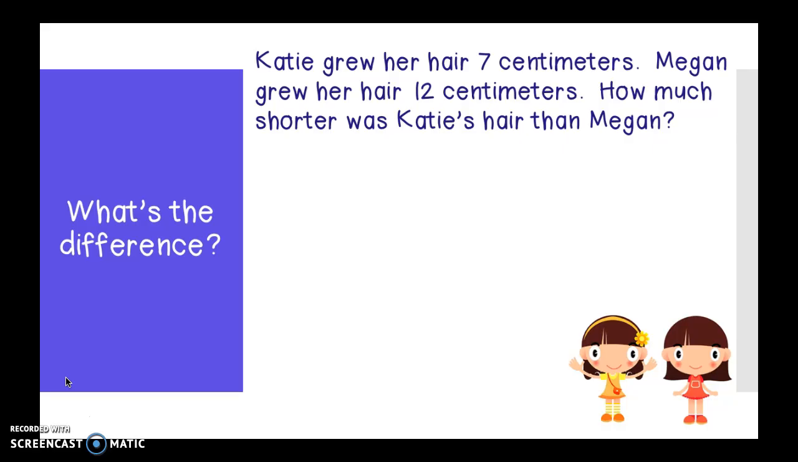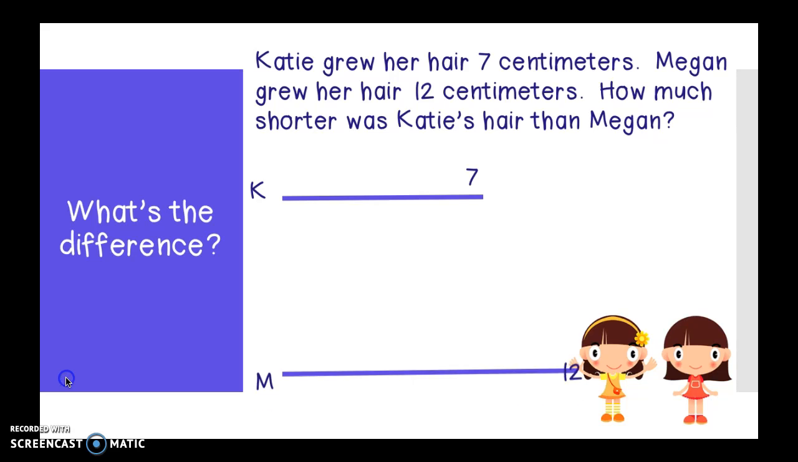I'm going to read it one more time. Katie grew her hair 7 centimeters. Megan grew her hair 12 centimeters. How much shorter was Katie's hair than Megan's? All right, I'm going to show you my good work and you can compare it with your own. So it says Katie grew her hair 7 centimeters. Last time I did dots, but this time I'm going to show you how I can do it with lines. Then it said Megan grew her hair 12 centimeters.